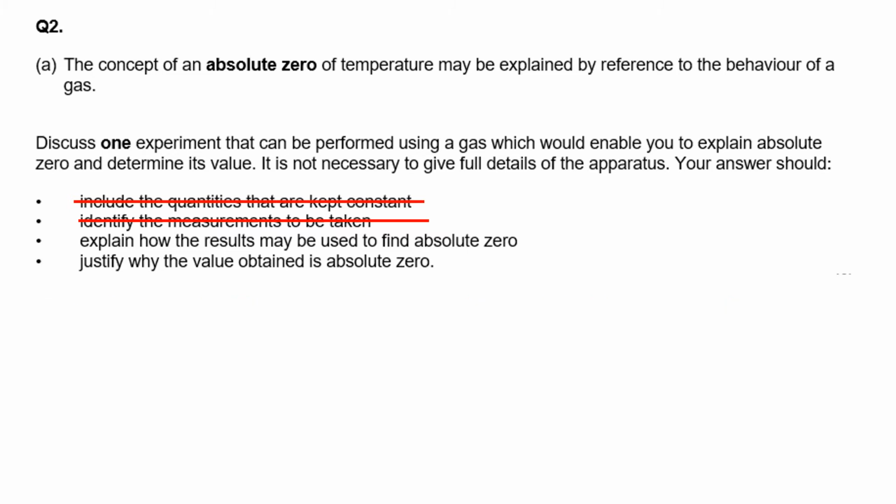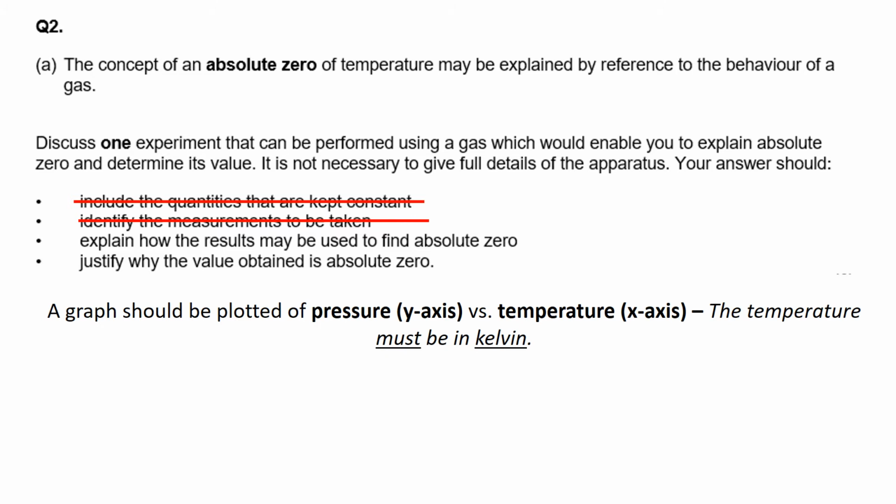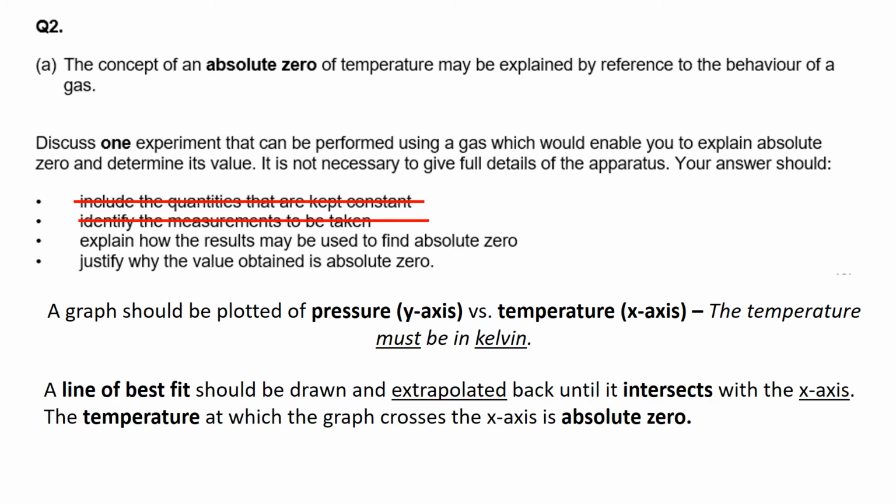So next, let's look at how we'd actually go about finding absolute zero. We've got pressure and temperature readings, so I'd plot a graph of pressure against temperature, and the temperature is going to be in Kelvin, so I'm going to add 273 to all of my temperature readings. Then I'm going to draw a line of best fit because my data should pretty much be on a straight line, and we're looking for where it intersects with the x-axis, because that's the point at which pressure is zero, so that would give us our minimum possible temperature, or absolute zero. So that's what we would do with our results to find absolute zero.